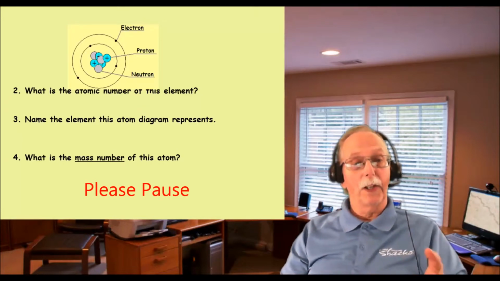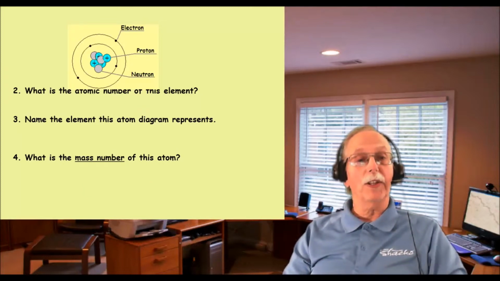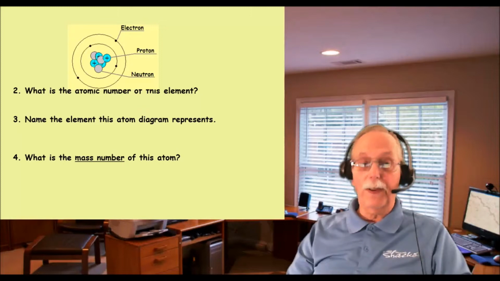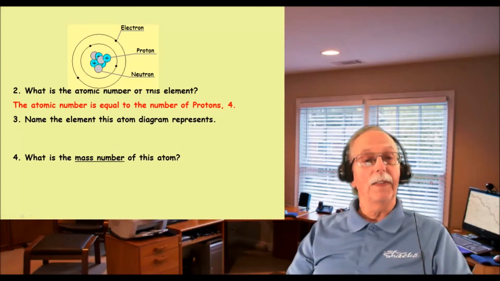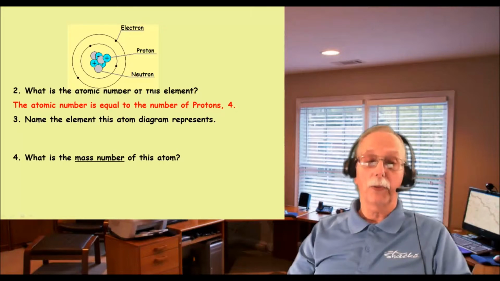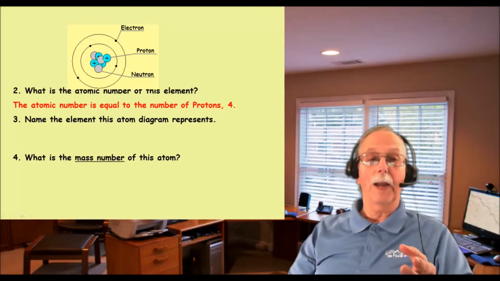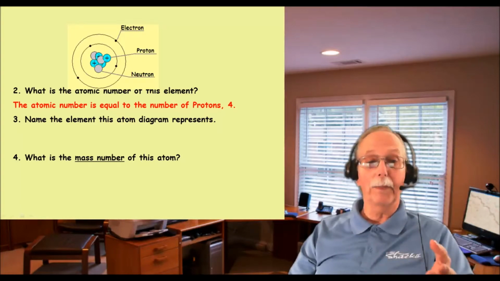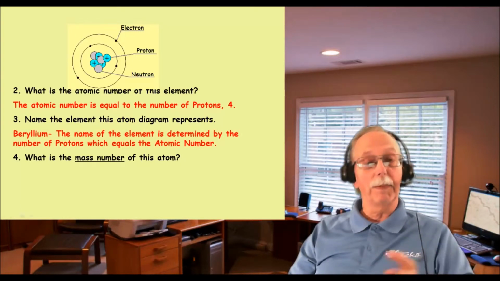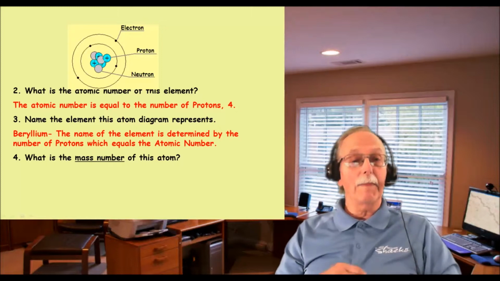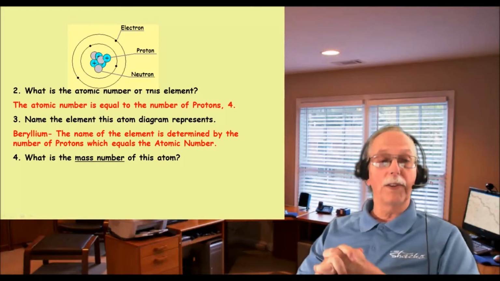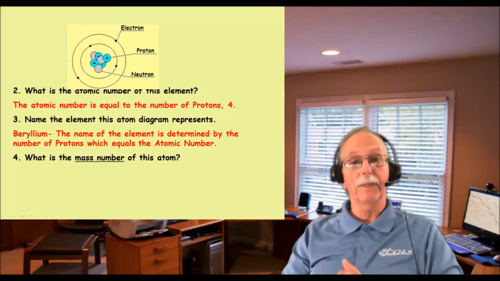Well, if you're back, let's go ahead and answer the questions. What is the atomic number of this element? It's pretty easy to figure. All you have to do is count the protons. The atomic number is equal to the number of protons, which in this case is 4. Question 3. Name the element that this atom diagram represents. Well, you're looking for an atom that has 4 protons. You already know that. So it's going to be atomic number 4. And it's going to be beryllium. The name of the element depends on the number of protons, which equals, of course, the atomic number.